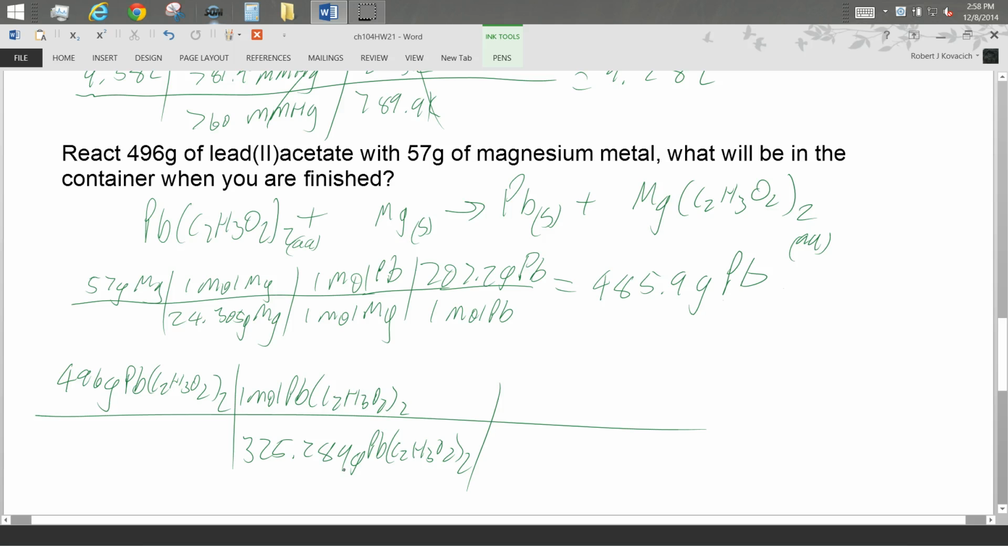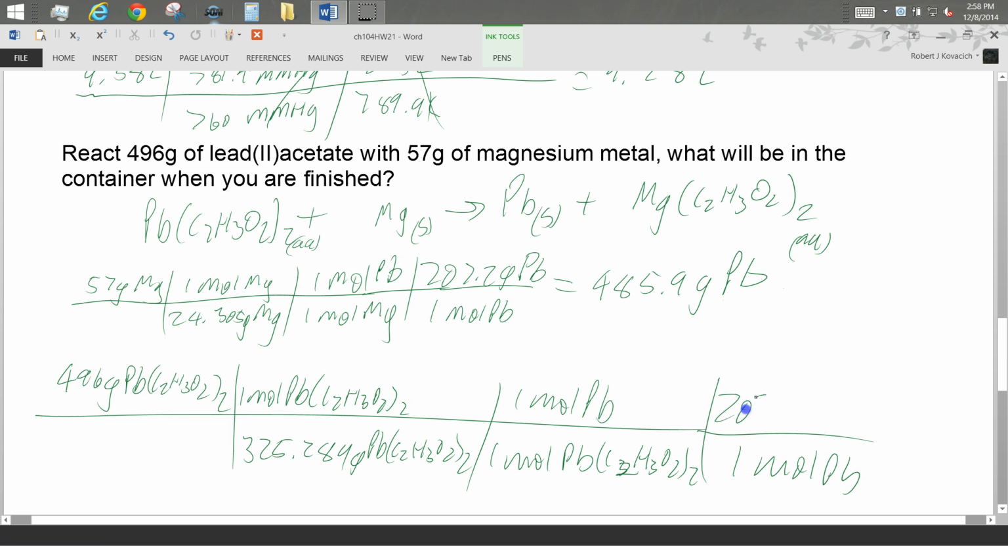Alrighty. So for every 1 mole of Pb(C2H3O2)2, we get 1 mole of Pb. And for every 1 mole Pb, 207.2 grams Pb. So 496 divided by my 325 number times my 207.2, and I get 315 grams of Pb. All right, so which is my limiting reagent?